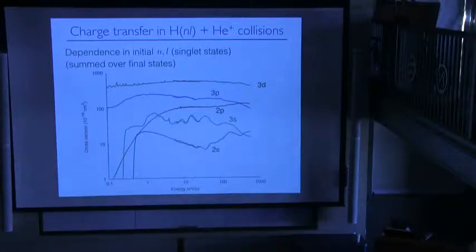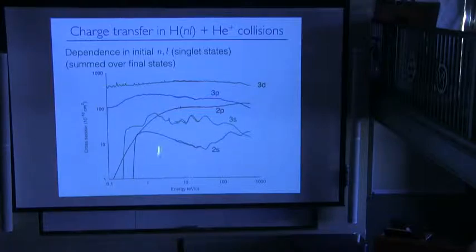Here's what happens when you sum over all the final states. Suppose you start from hydrogen in some nl state, and you sum over all the final charge transfer states. So you have cross-sections for 2s, 2p, 3s, 3p, 3d. You can see a few things. The first is that, as expected, the cross-section increases with the value of n, and it also increases with the value of l. So the cross-section for 3p is larger than for 3d, 3d is even larger.